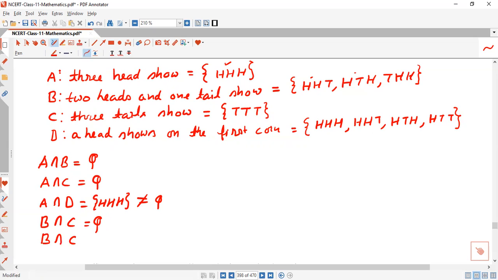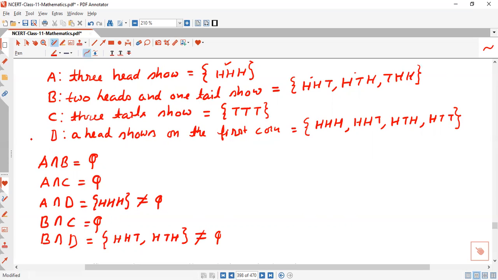B intersection D equal to what? You see in B, HHT, HTH, THH, and here also you see HHH, HHT. HHT is common. HTH is also common. These two elements are common. So we have two elements common in B intersection D. Write down these two elements, HHT and HTH. So this is not equal to phi.